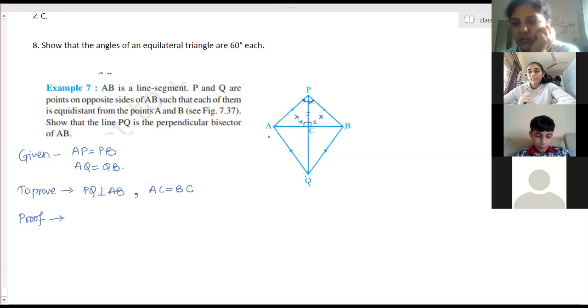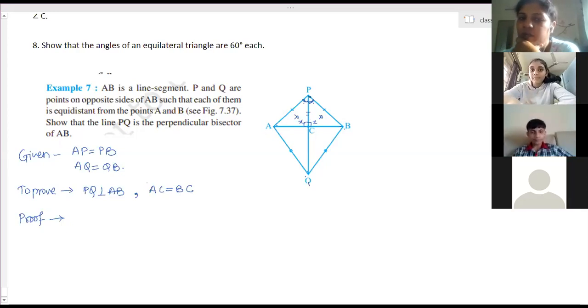But these two are a linear pair. So X plus X is equal to 180. 2X is equal to 180. X is equal to 90 degrees. So that means angle PCA is 90 degrees. This means what? PQ is perpendicular to AB.